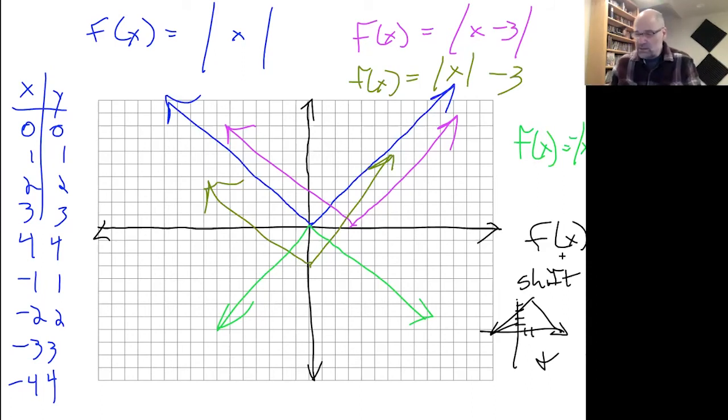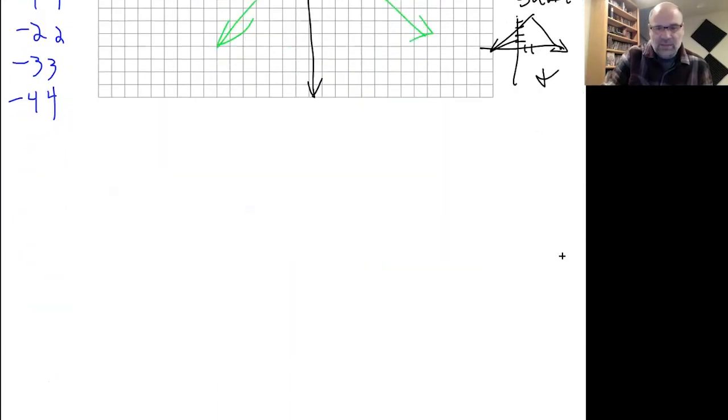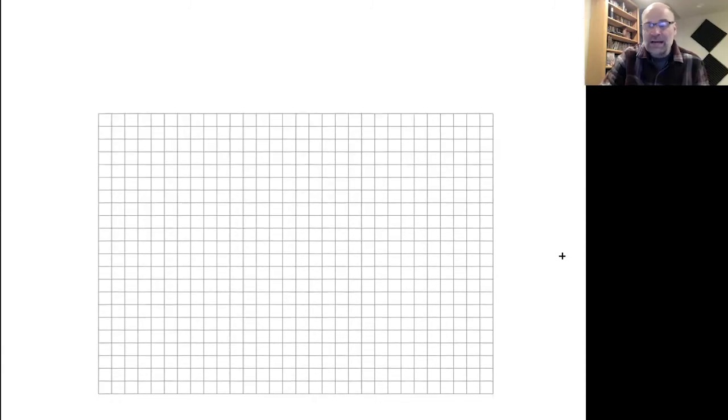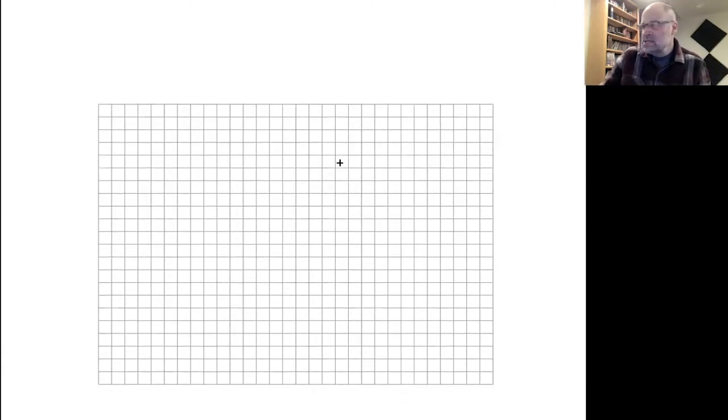Okay, so there's some examples in your book. If you want to look at those, you can, but you're basically just matching, okay? So given the equations of the following functions, you have to match which ones are the cubic functions, okay? So let's do that. I'm going to draw something, and I want you to tell me if it's quadratic, cubic, square root, or absolute value. Okay, ready? Here we go.